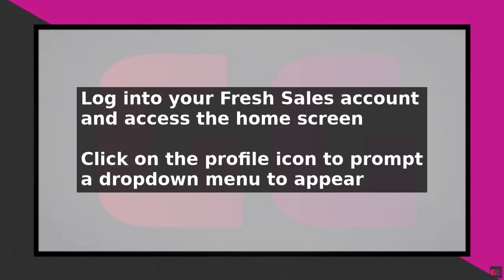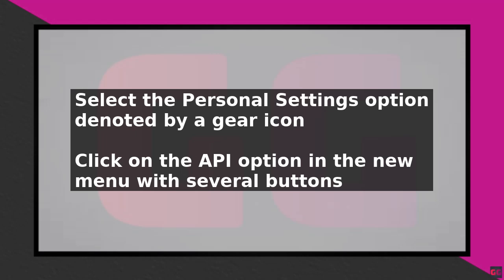To find your FreshSales API key, you'll need to start by logging into your FreshSales account and accessing the home screen. From there, click on the profile icon located at the top right, which will prompt a drop-down menu to appear. In this menu, select the Personal Settings option, denoted by a gear icon.